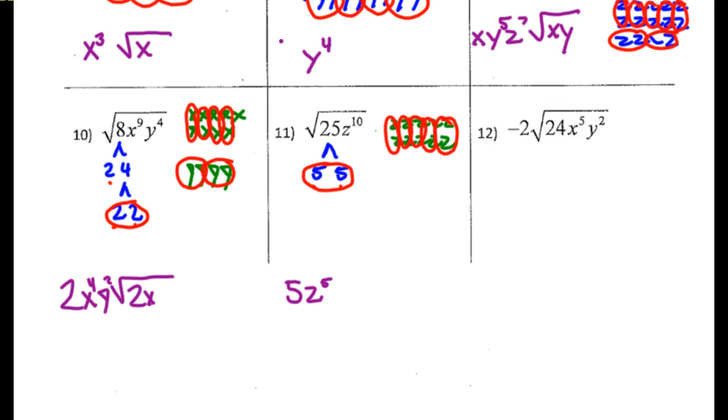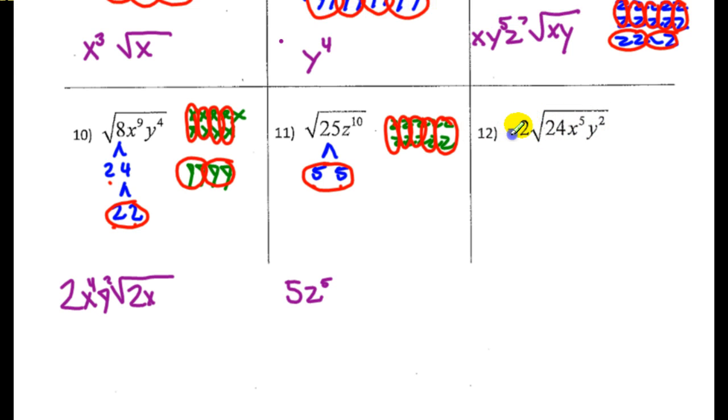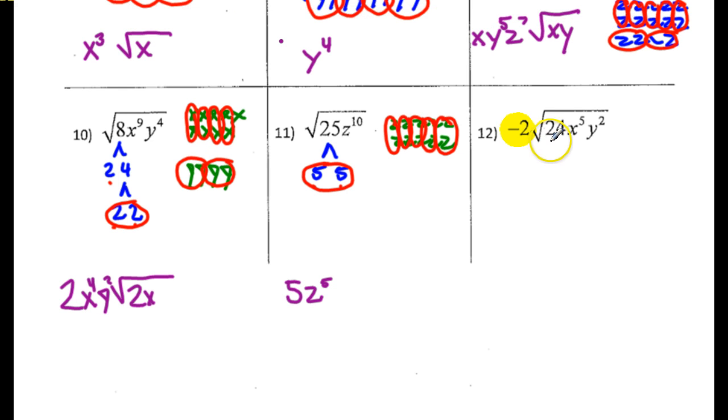So here's what we're going to do here. This problem is a little different. Now, once again, we got a number inside and we got variables inside, but now we have a number out here already. So here's what we're going to do. I'm still going to do like I normally do it. I'm going to break down the 24. 24 is 2 times 12. 12 is 2 times 6. And 6 is 2 times 3.